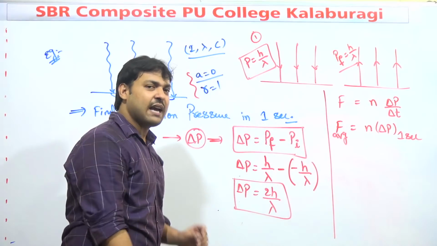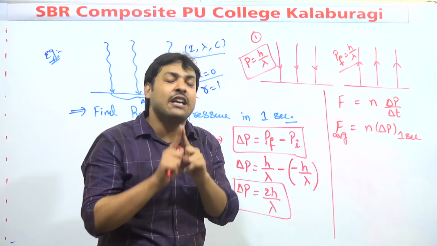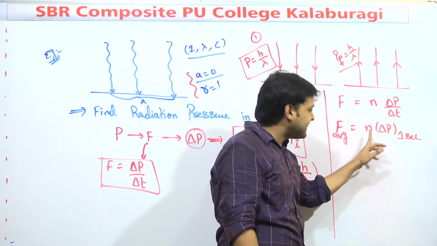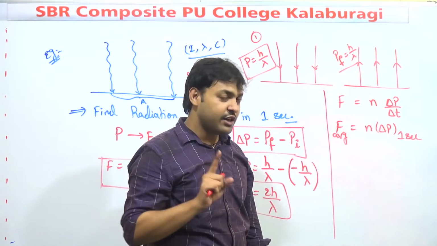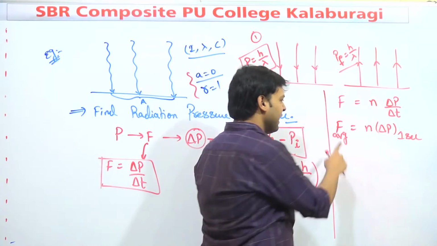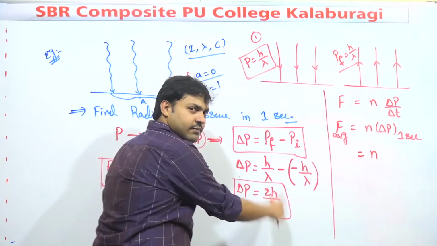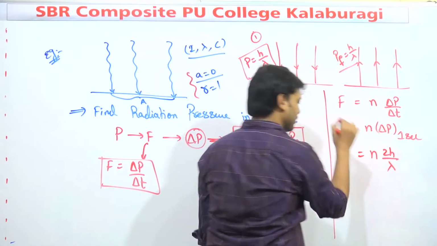If they ask to calculate the pressure, if they didn't give the time, then you have to calculate the average force, which is n times of change in momentum in 1 second. Try to understand? In 1 second. Now what I can write? N times change in momentum, we know. Clear? 2h upon lambda. That is nothing but force.